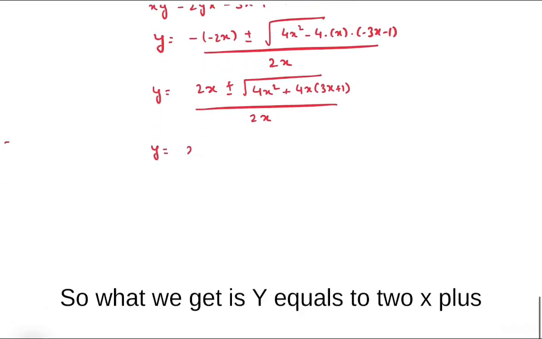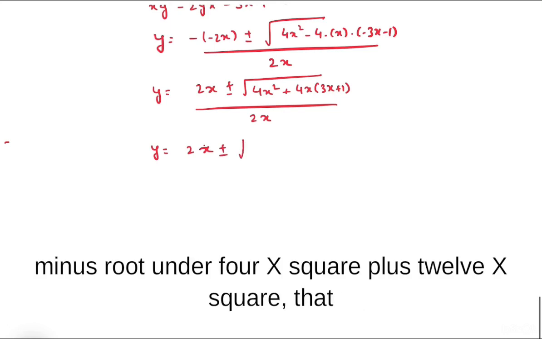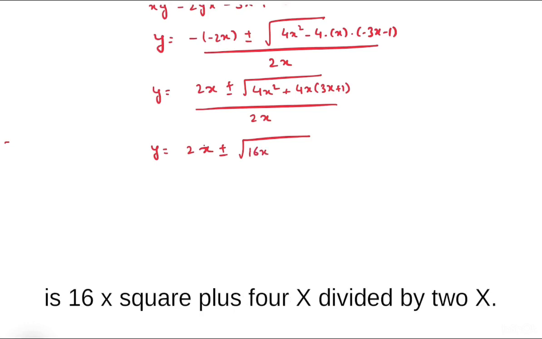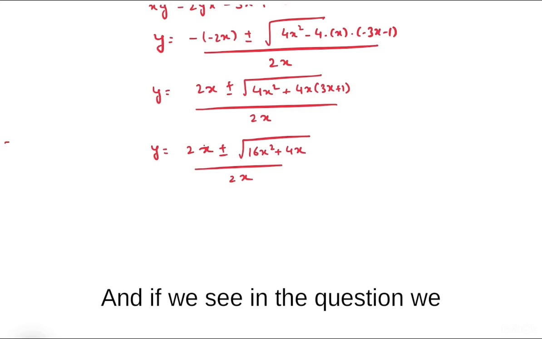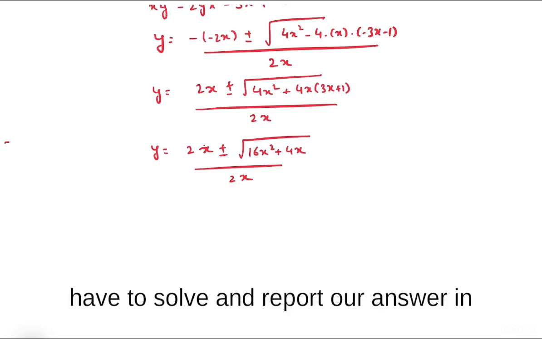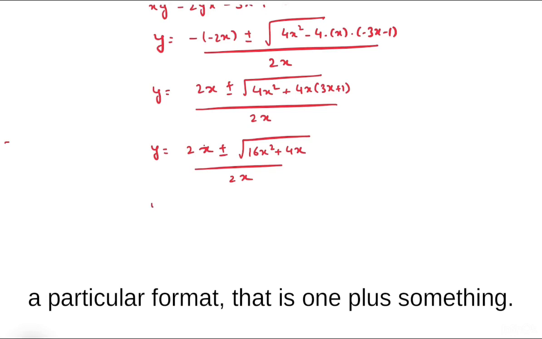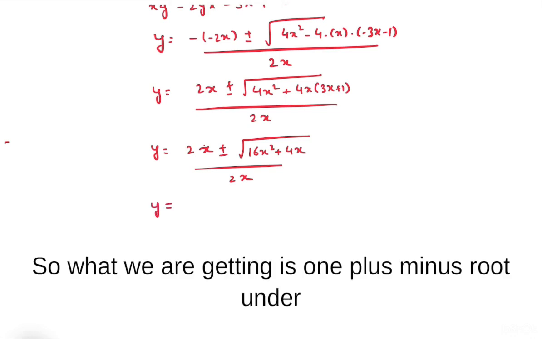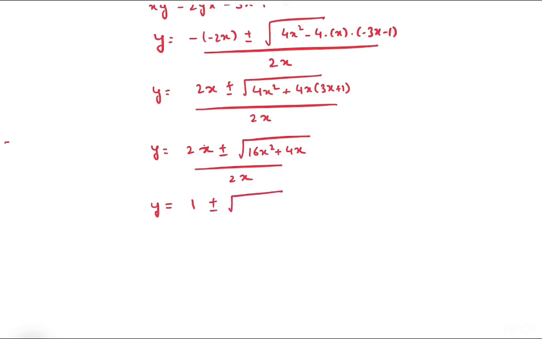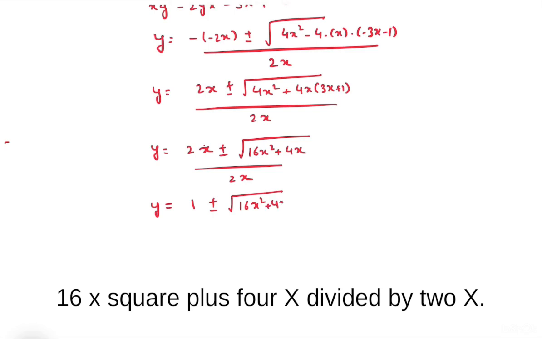So what we get is y equals to 2x plus minus root under 4x square plus 12x square, that is 16x square plus 4x, divided by 2x. And if we see in the question, we have to solve and report our answer in a particular format, that is 1 plus something. So what we are getting is 1 plus minus root under 16x square plus 4x divided by 2x.